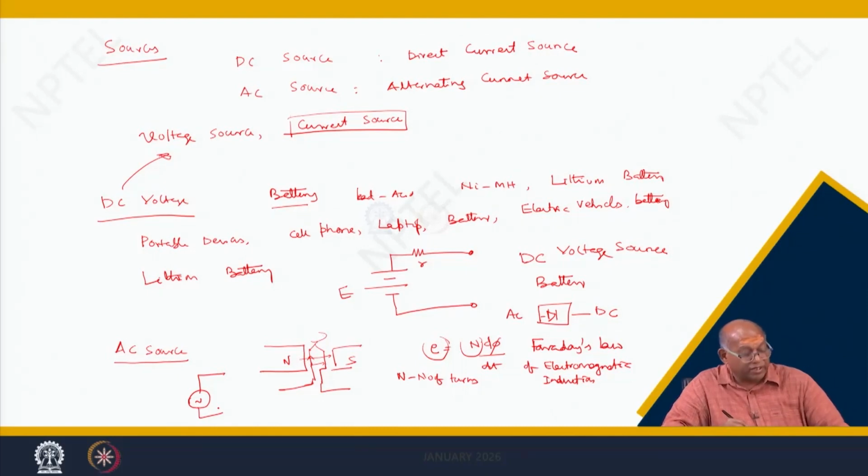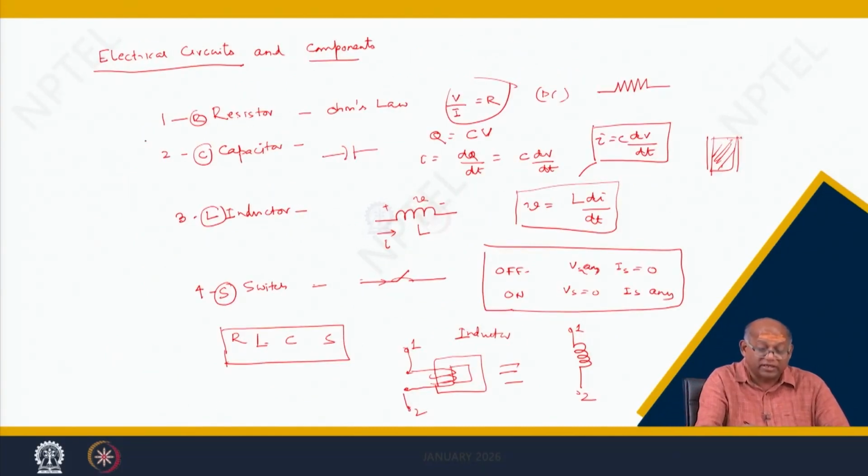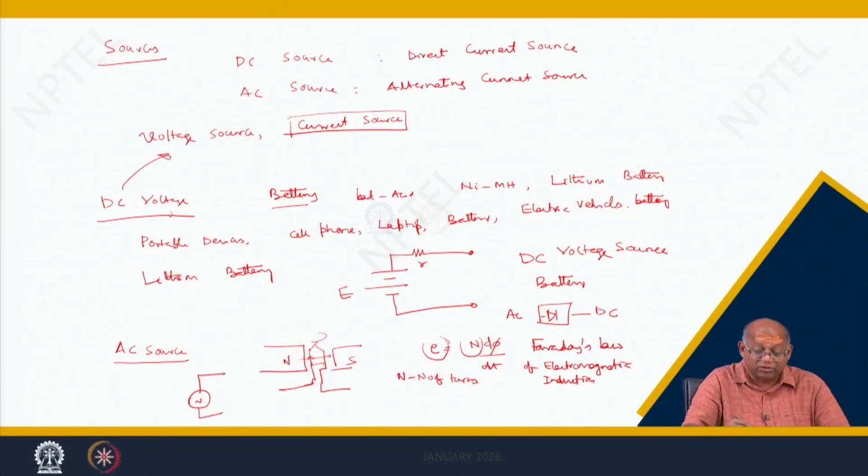So, I will recapitulate. What did you learn? You learned 4 things here: resistance, capacitance, inductance and switch. Then you learned DC source and AC source. You also have voltage source and current source.